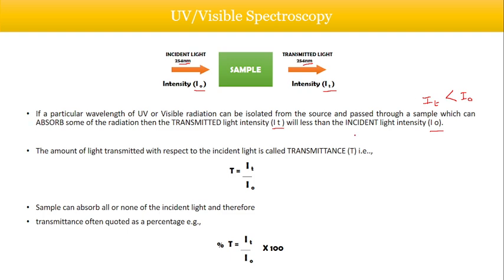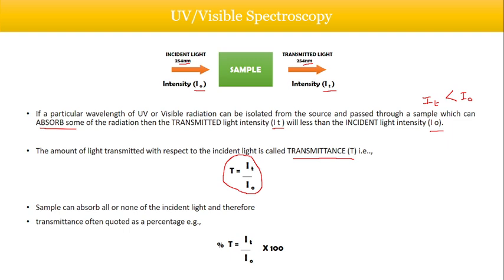When a particular sample has the ability to absorb, the amount of light which is transmitted with respect to the incident light is known as transmittance, and it is represented by T. So T can be defined as T equals IT by I naught. This equation is important because there can be questions where you're given the intensity of the transmitted light and the intensity of the incident light, and then from there you can calculate transmittance.